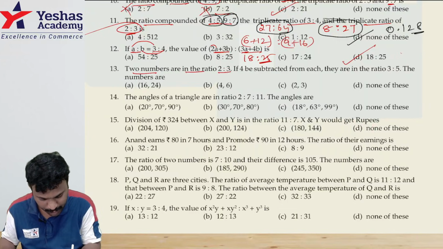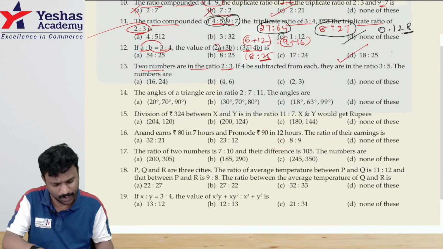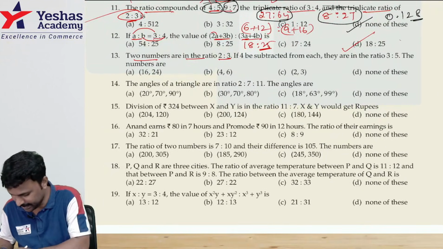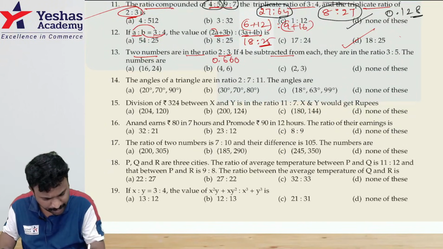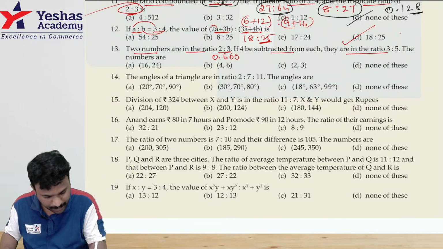Two numbers are in the ratio 2:3. Guys, you can solve such questions by option hitting. What is 2:3? 0.6666. If 4 is subtracted from each, then the ratio becomes 3:5. That means 3 divided by 5, which is 0.6.